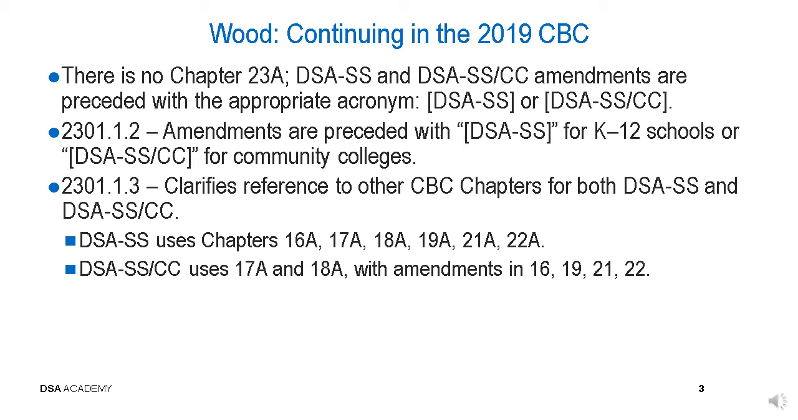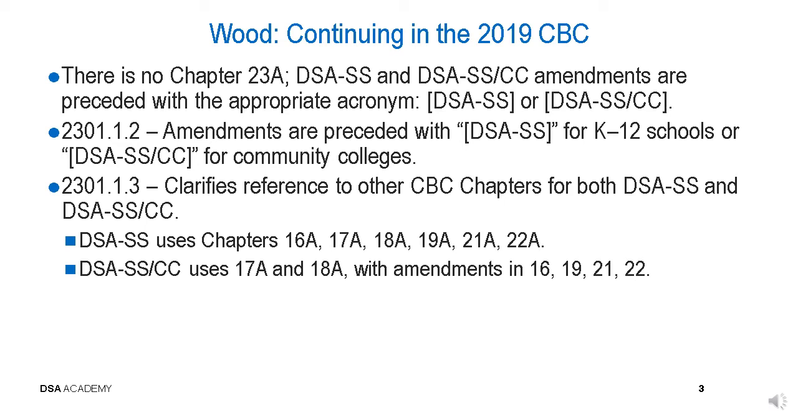The only real difference between the CC provisions and the SS provisions is the CC provisions got rid of some of the durability and deterioration requirements, like weatherproofing, clearances to grade, things like that. But there is one significant difference between the CC, and that's on the retrofit of existing buildings.